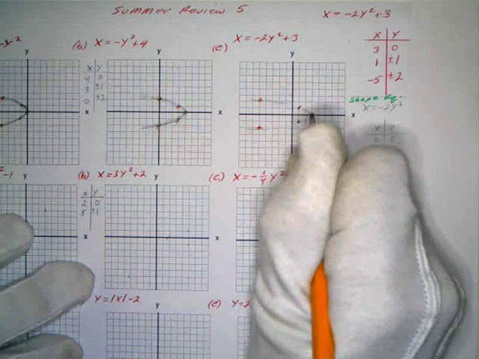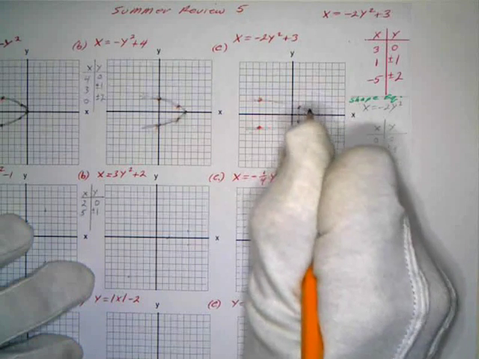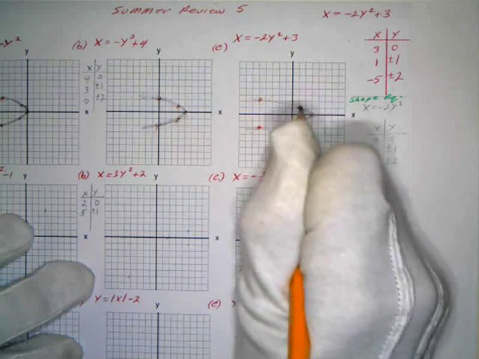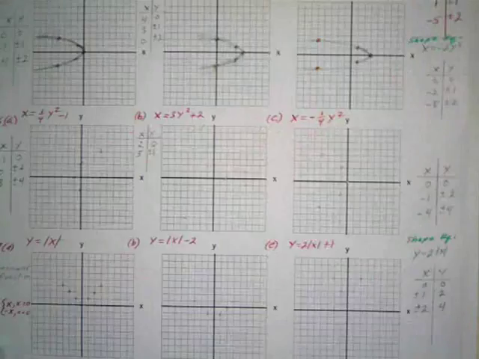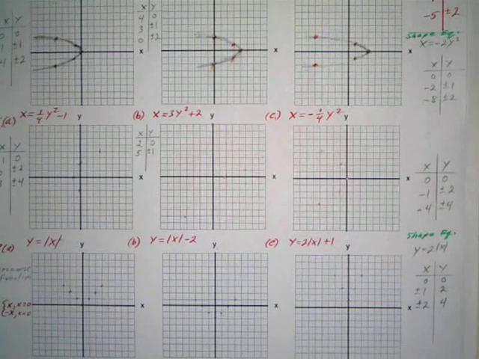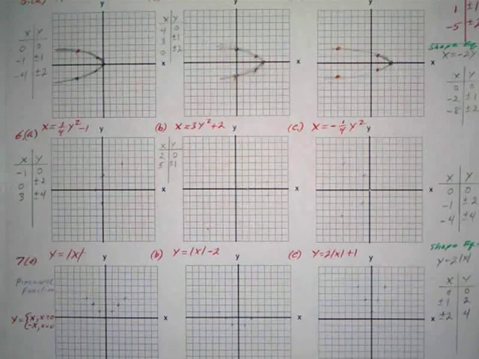Always try to make this kind of like a bowl or curve like that. In this case, it looks like the nose cone of a rocket, and there you go. Okay, number 6, some more of the same.